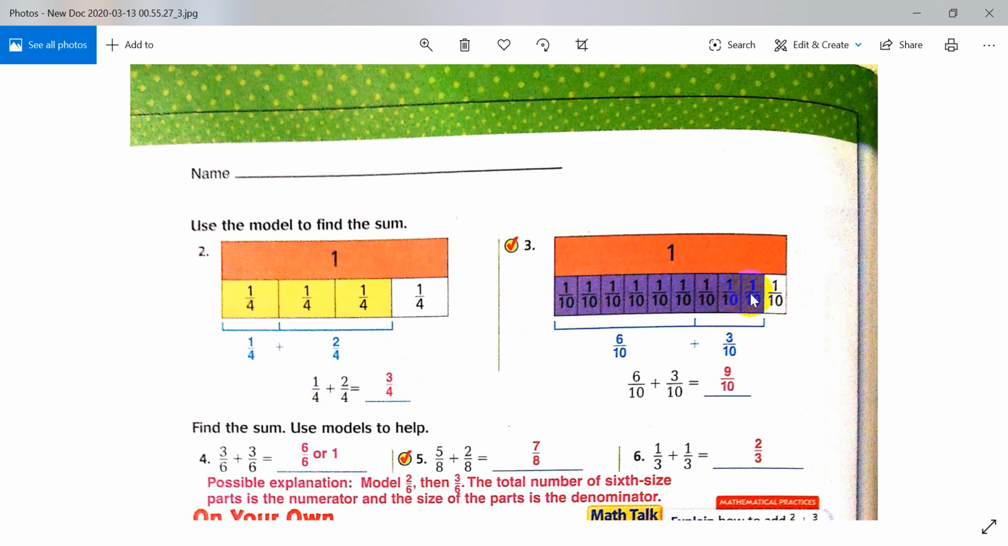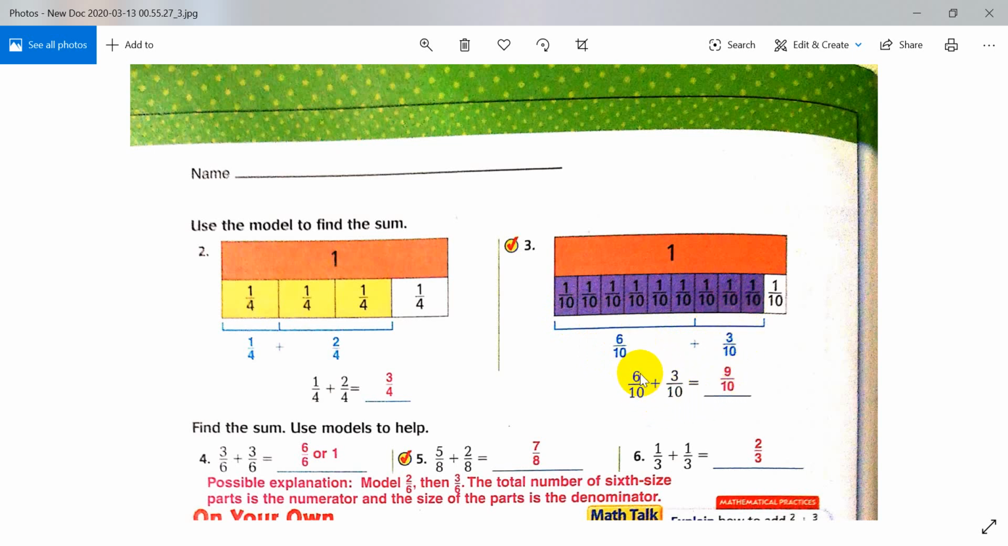Okay. Question number 3. Here we have how many shaded tenths? 1, 2, 3, 4, 5, 6, 7, 8, and 9. The first part represents 6/10, from the first shaded one to the sixth shaded one, 6/10, plus 3/10. 6 plus 3 equals 9/10.